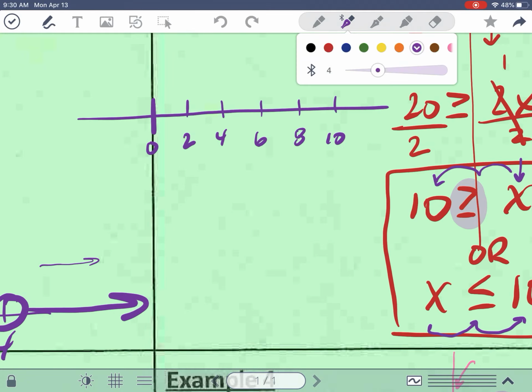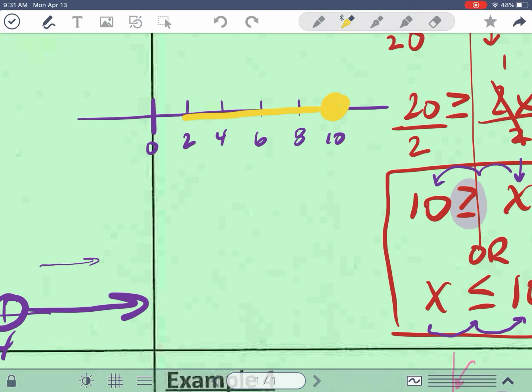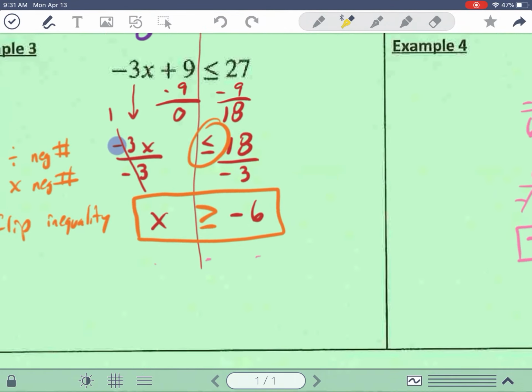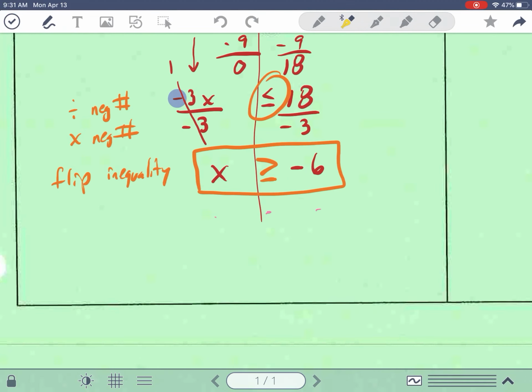Less than or equal to 10. What that means is that I have to include it, which is to circle it in, close it in. That's the difference. That's why I always talk to you about reading it verbally, speaking starting with the variable. That helps you to graph it as well. Let's go down and take a look at example 3.